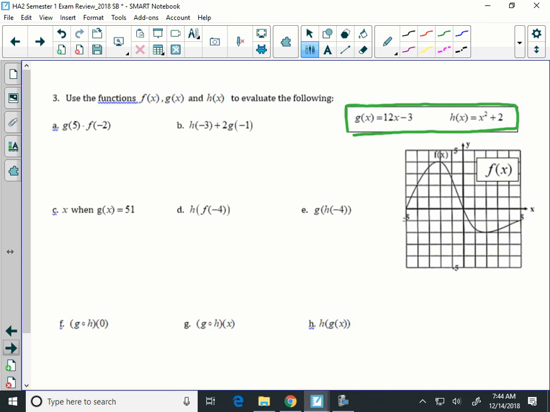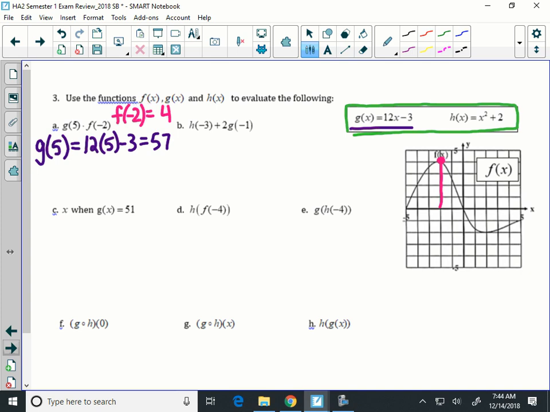G of 5, you're going to start with this function of G over here in the box, and you need to find the value of G of 5. G of 5 would be 12 times 5 minus 3. 12 times 5 is 60. 60 minus 3 is 57. So I'm going to take that 57 along with the fact that F of negative 2 from the graph over here, if I go to x is negative 2 and go up on my graph, I get an output of 4.